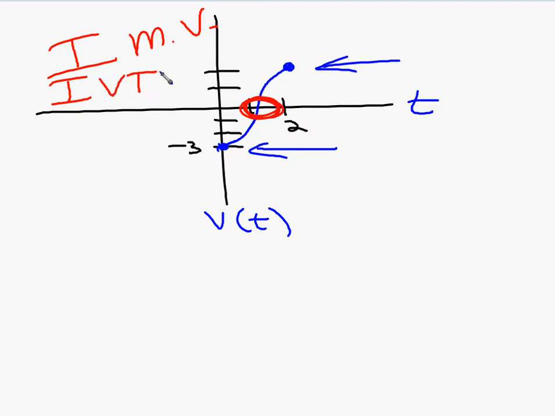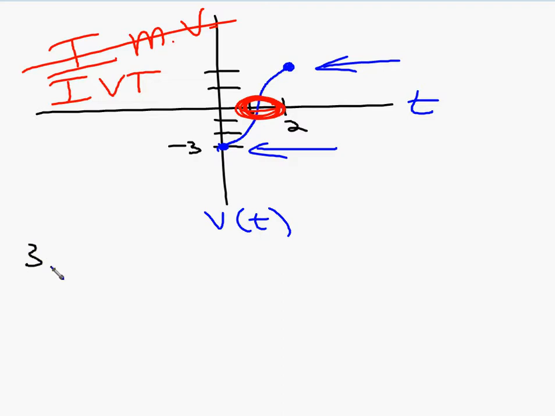IVT, intermediate value theorem, okay? It assumes all of the values in between -3 and 2, which is how we know for sure that at some point the particle changed direction. All right, finally, we're ready to go on to question 3 now.